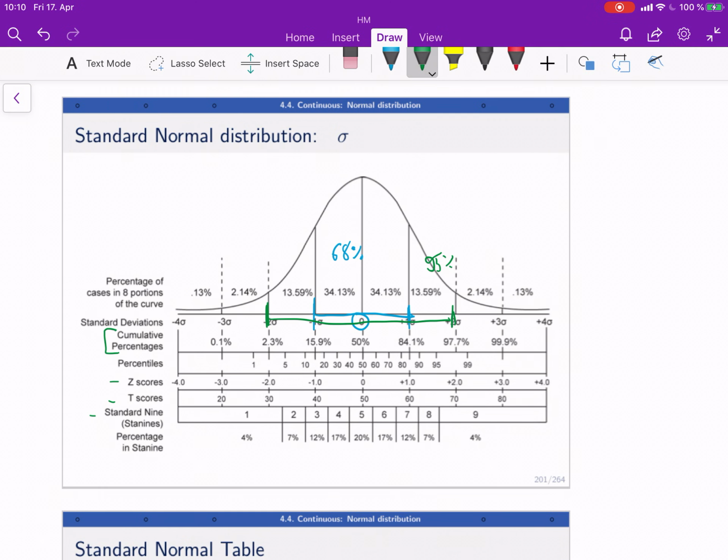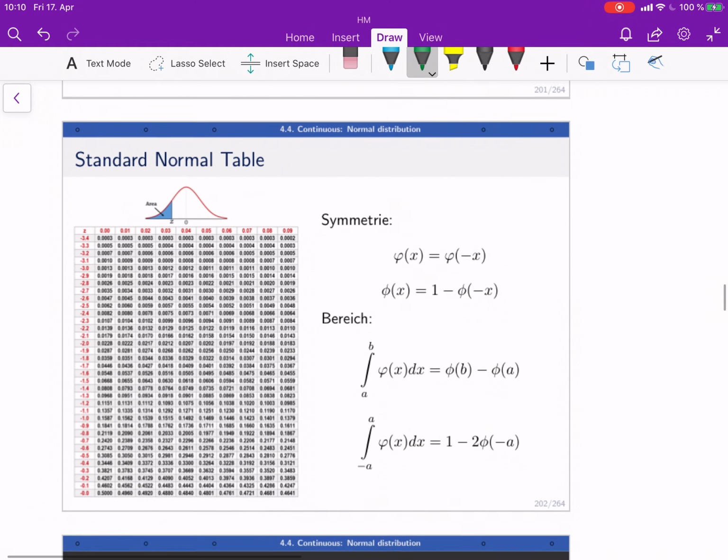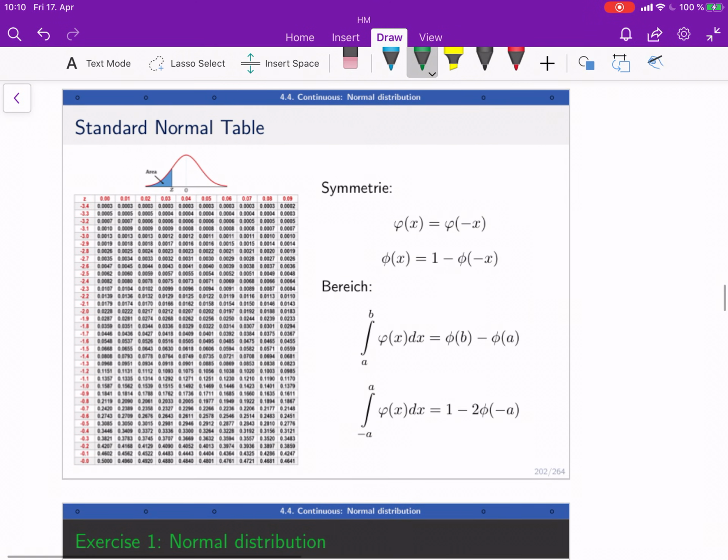Okay, how can we work with a standard normal distribution if the density is not that easy a function, and we need to integrate, and that integral doesn't even exist analytically in a closed form? Well, we want to use tables.